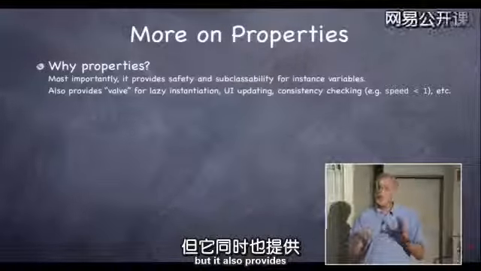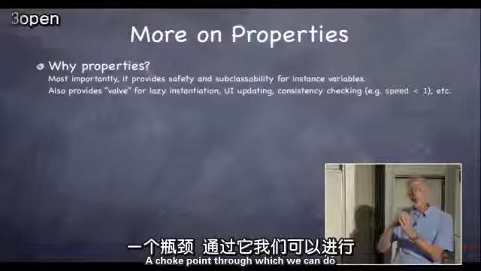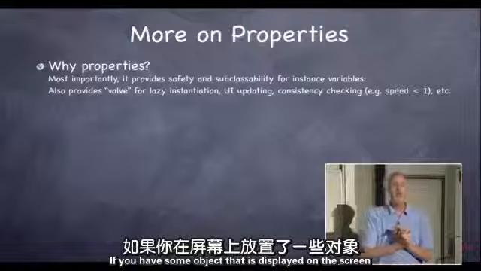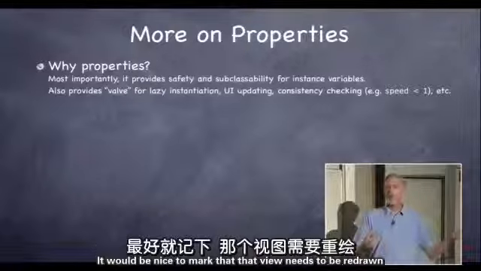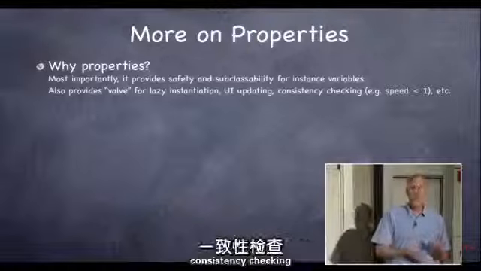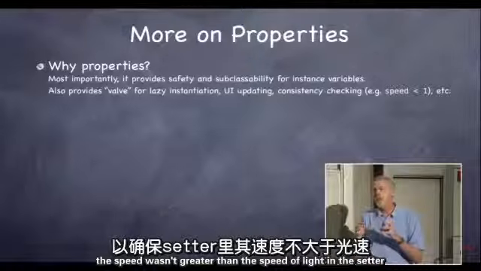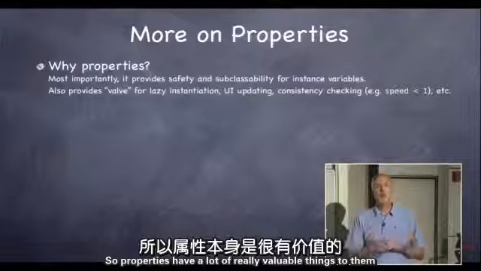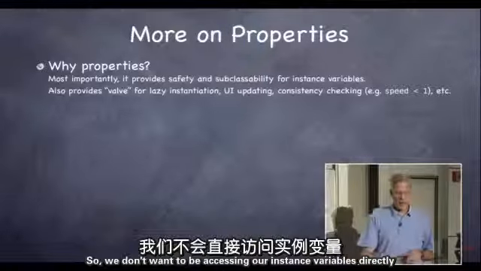But it also provides, and this is a close second reason, kind of a valve, a choke point through which we can do lazy instantiation, which you saw, updating of the UI, right? If you have some object that is displayed on the screen and you change some attribute of it with the setter, it'd be nice to mark that that view needs to be redrawn. All right? So that's a great place to put that. Consistency checking. Remember in the thing we did on the first day of class, I checked to make sure the speed wasn't greater than the speed of light, right, in the setter. So that's another great reason. So properties have a lot of really valuable things to them that we need. So we don't want to be accessing our instance variables directly.